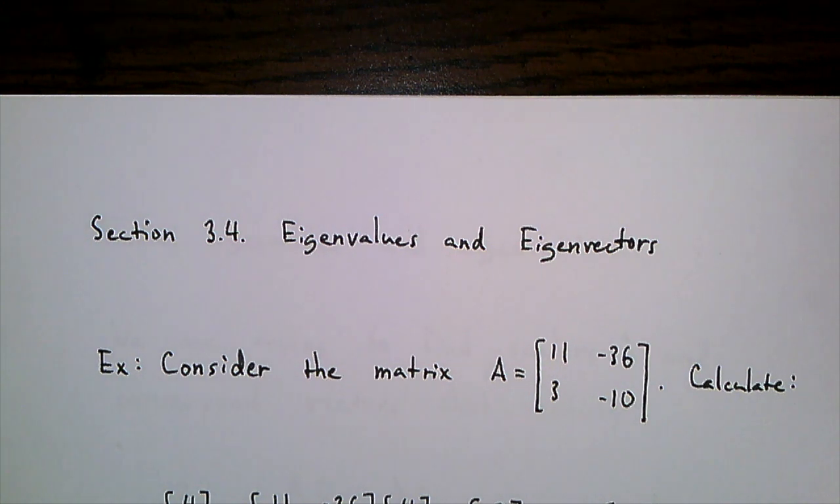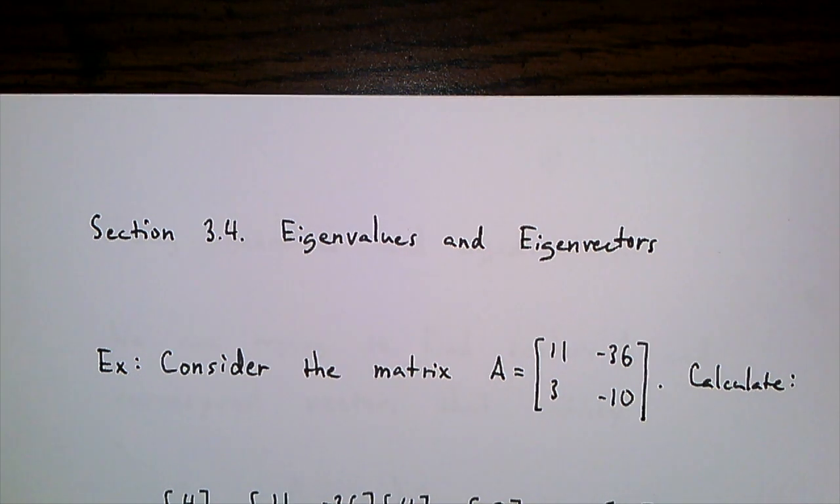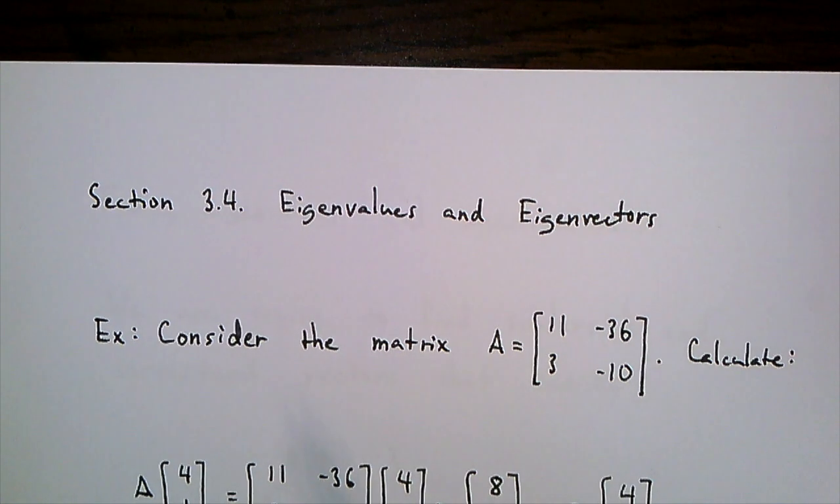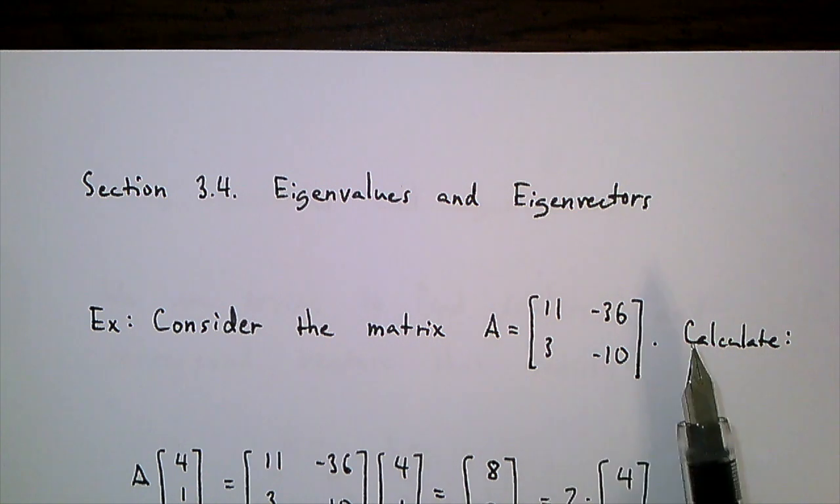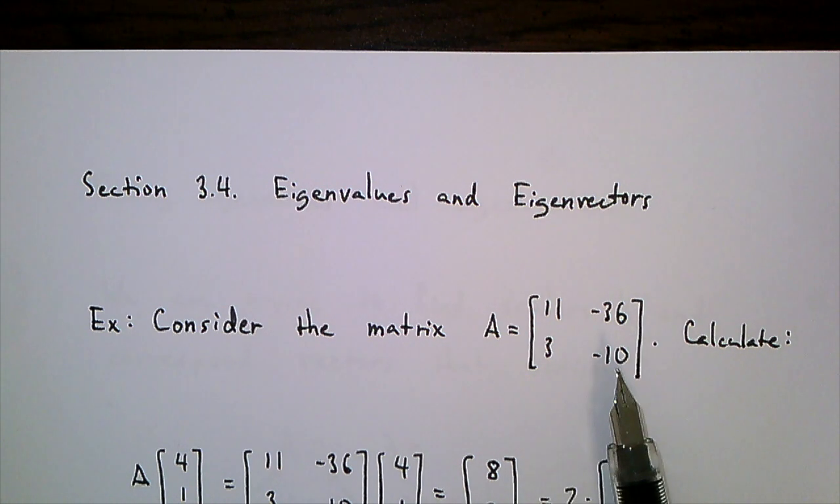In section 3.4, Eigenvalues and Eigenvectors, you will learn what eigenvectors and eigenvalues are, and also how to calculate them for a given matrix. Let's start with an example. Consider this matrix A equals 11, 3 on the first column and minus 36, minus 10 on the second column.